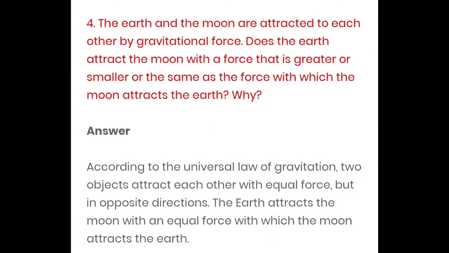Now see question number 4. The earth and the moon are attracted to each other by gravitational force. Does the earth attract the moon with a force that is greater or smaller or the same as the force with which the moon attracts the earth? Why? The answer is, according to the universal law of gravitation, two objects attract each other with equal force but in opposite directions. The earth attracts the moon with an equal force with which the moon attracts the earth.